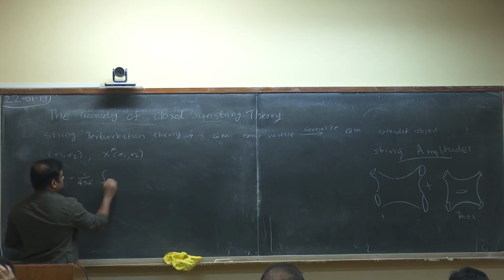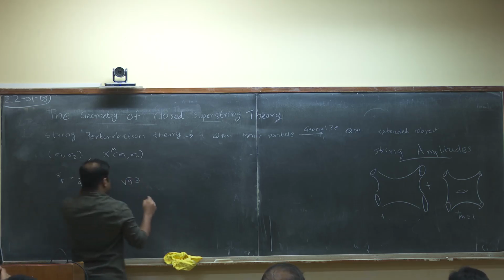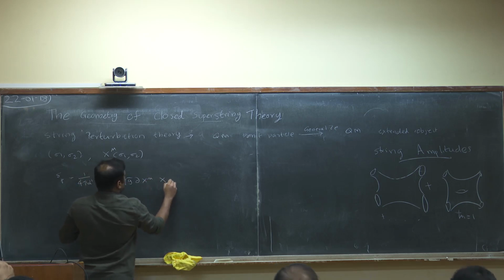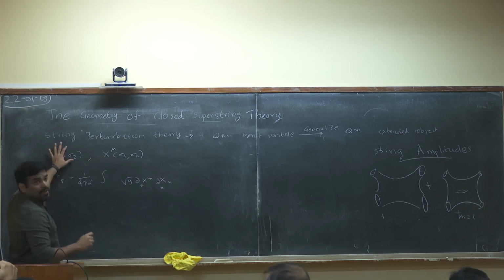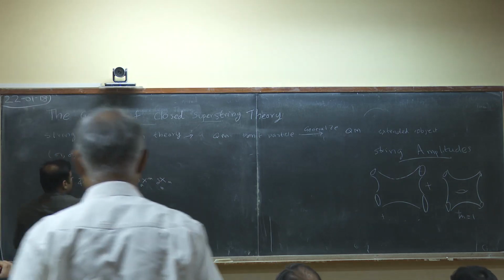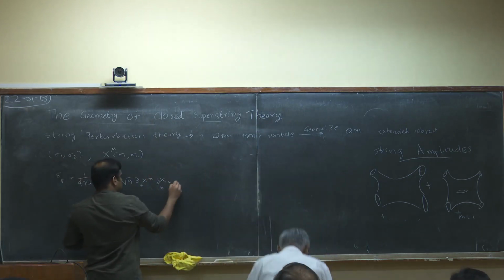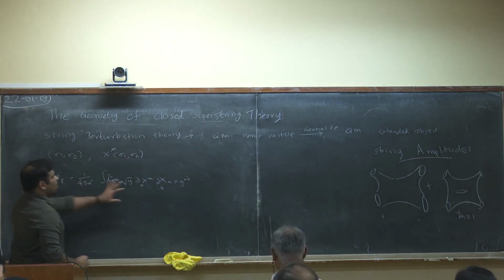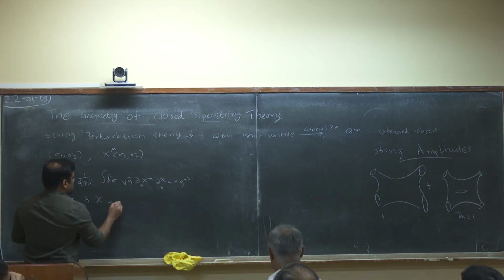And then you have an action which is invariant under Lorentz transformations and reparameterization on the world sheet. And you can have one more term that is proportional to the number of handles.